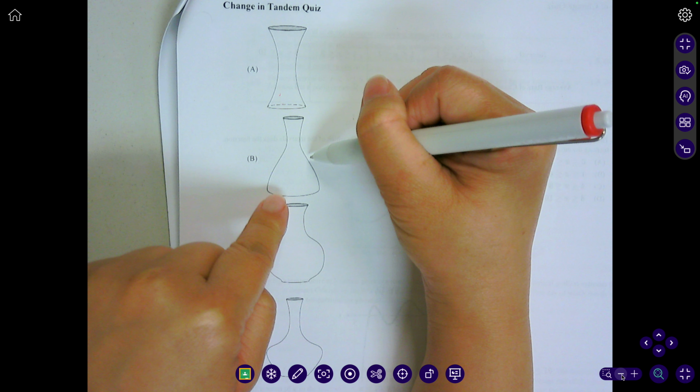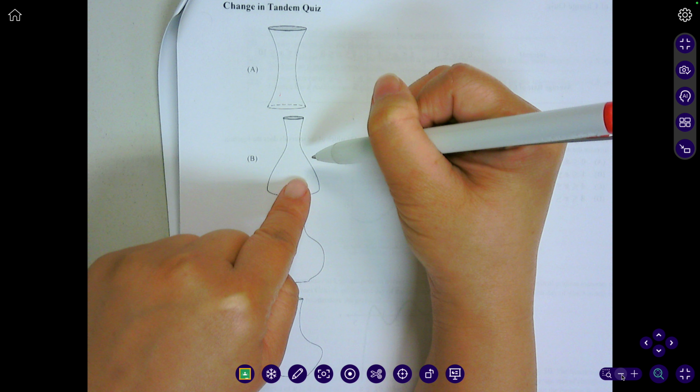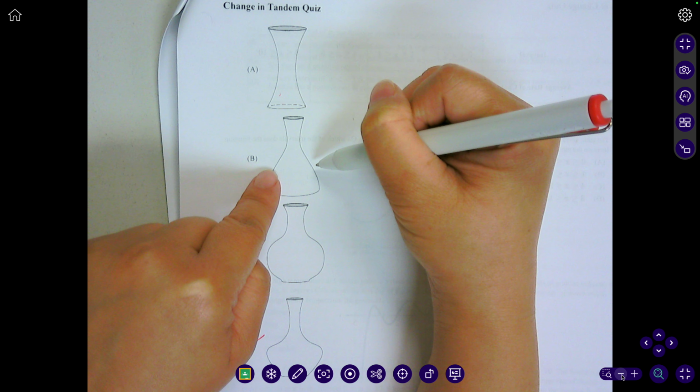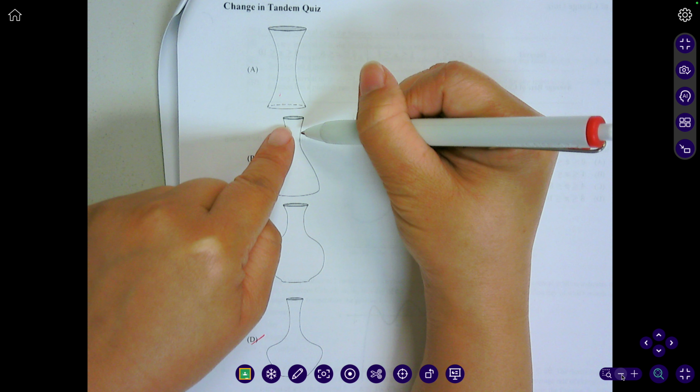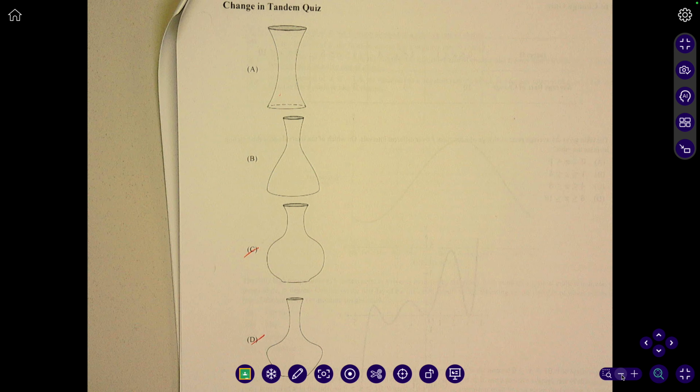Here's your answer. So at the beginning, the depth of the water goes up very slowly. But as it goes up, notice because the bottle is narrower, the height of the water is going to go up faster. So your answer should be B.